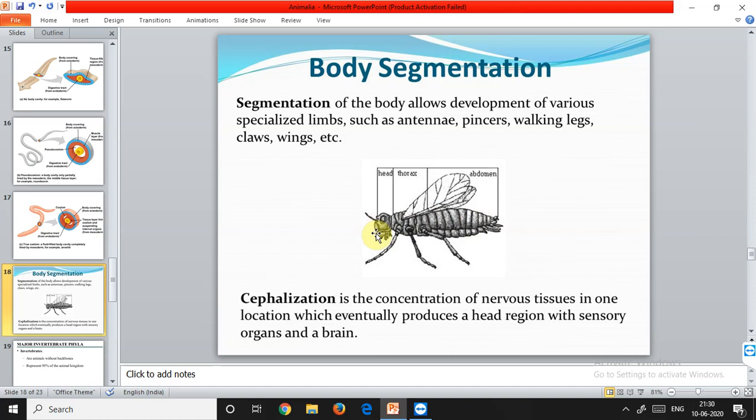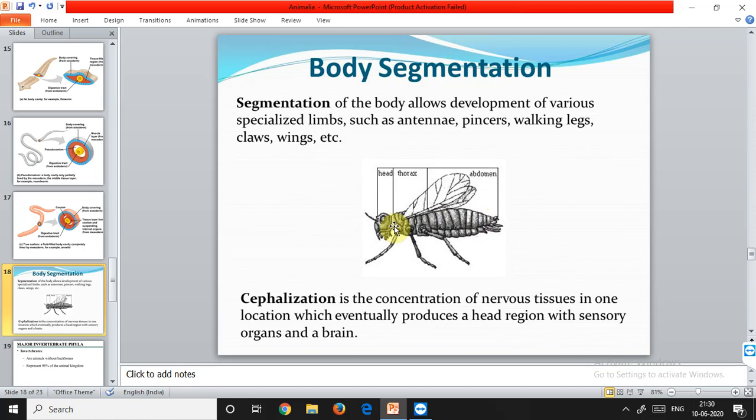The segments forming an individual are identical in structure and in the organs they contain. That is, the individual is formed by rhythmic repetition of segments which are similar both externally and internally. So these segments are alike. This segment is similar to this one, and this one is similar to this one. All these are similar both externally and internally, and they combine together to form the complete body. In this case we call it segmentation.